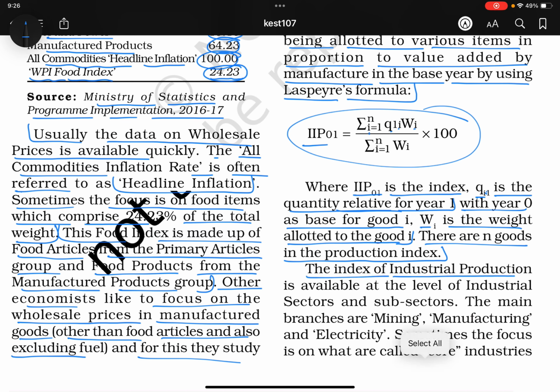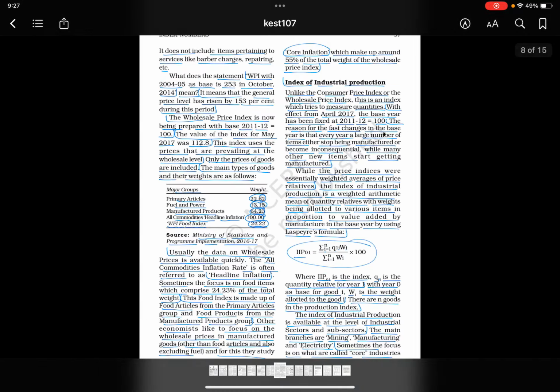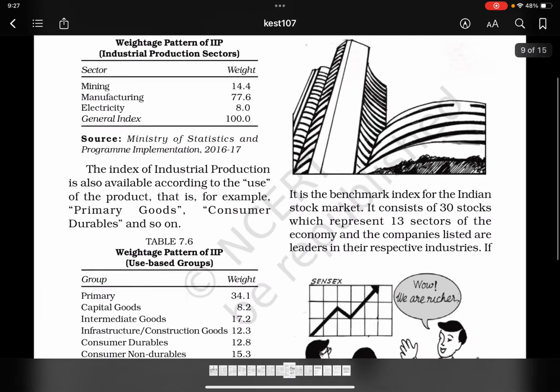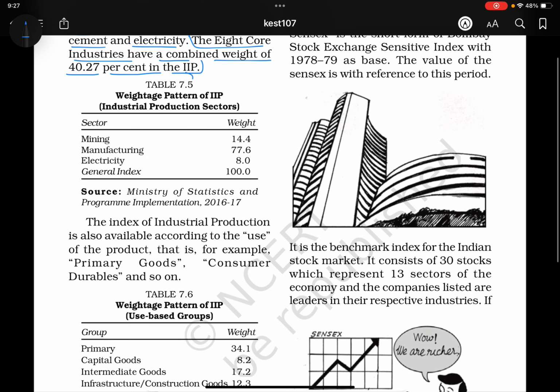The index of industrial production is available at the level of industrial sectors and subsectors. The main branches are mining, manufacturing, and electricity. Sometimes the focus is on what are called core industries. Okay, let's look at the core industries next, namely coal, crude oil, natural gas, refinery products, fertilizers, steel, cement, electricity. The eight core industries have a combined weight of 40.27% in IIP.